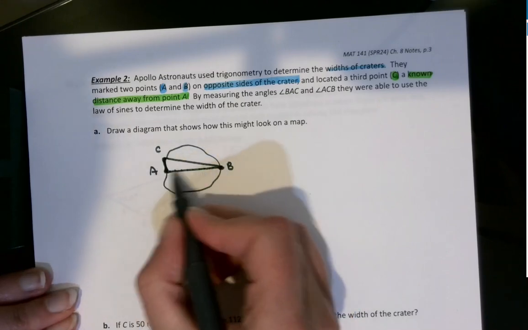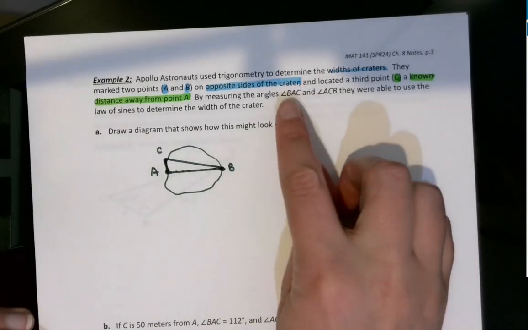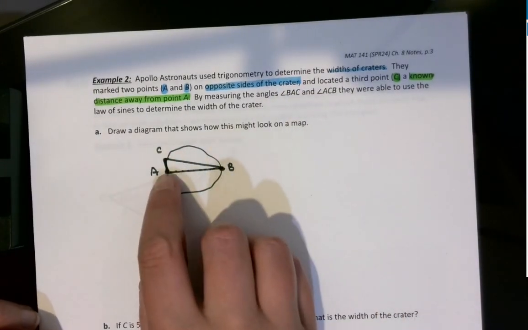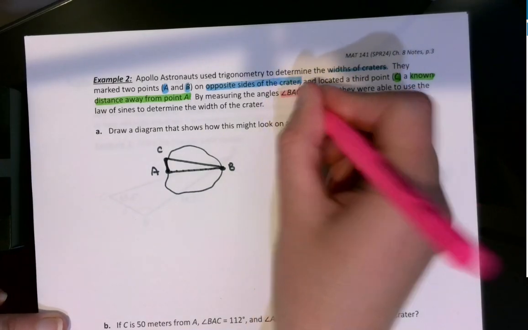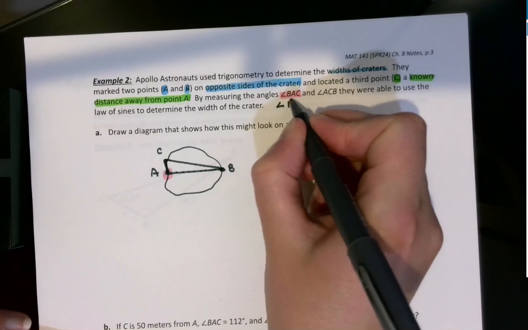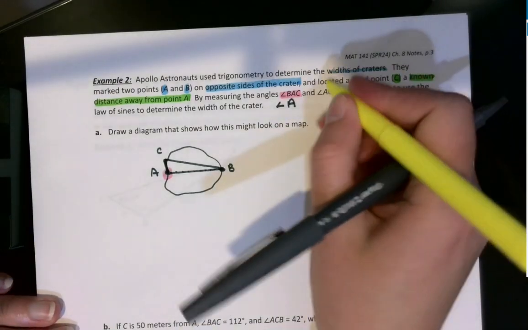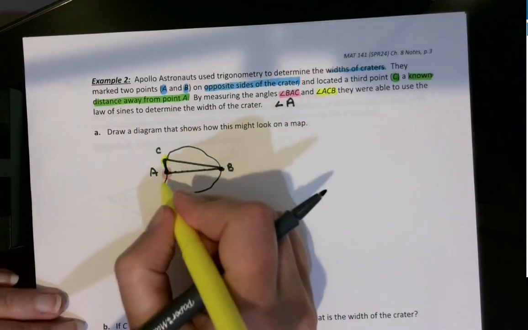It does not need to be a right triangle, but I'm going to be able to measure the angle BAC. So BAC, that's this angle. So I'm going to be able to measure, let me color code these. The angle BAC is this angle. It's also what I might call the angle A. And I'm going to be able to measure the angle ACB. That's what I might call the angle C, if I go from A to C to B.